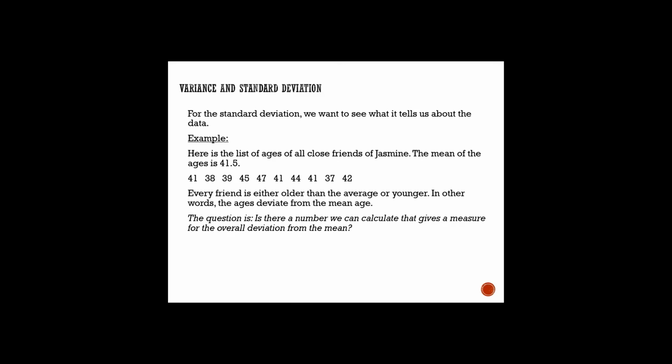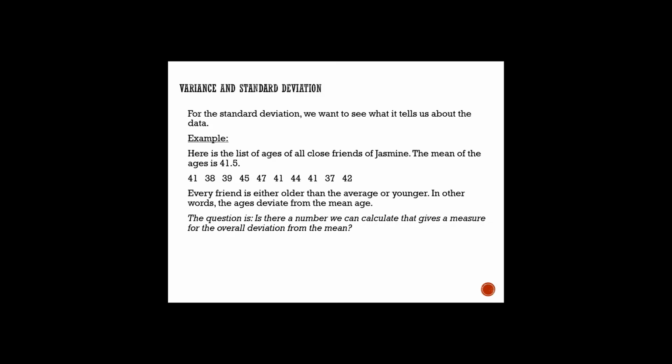Well, the standard deviation tells us the overall distance or deviation that each data item takes from the mean of the data set. So, for example, we have this set of numbers. They're ages of close friends of Jasmine, and the average, the mean of those ages is 41.5. Now, each of the friends is either older or younger than that average, but how much older or younger from the mean age are they? So we can calculate a number that gives us an overall deviation from the mean.